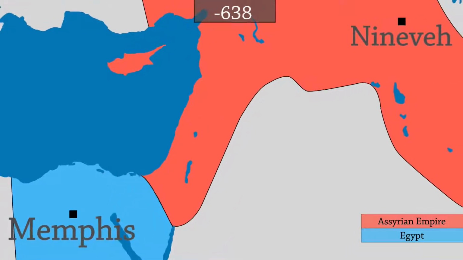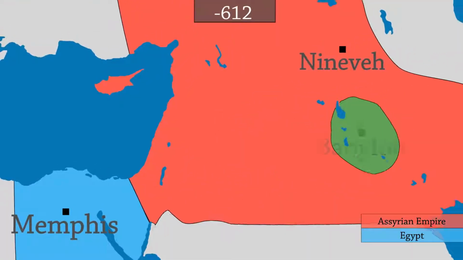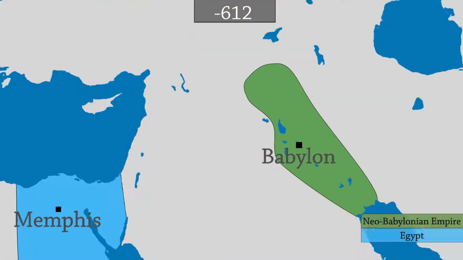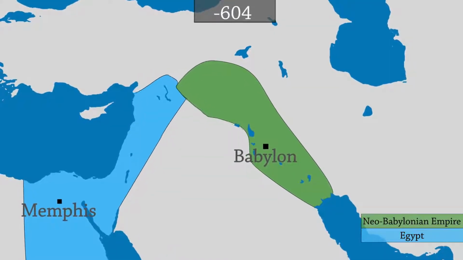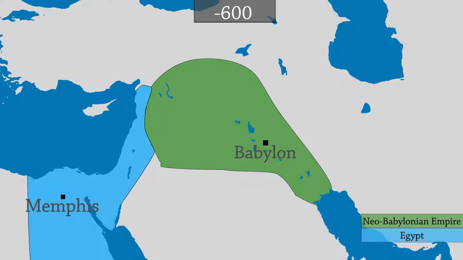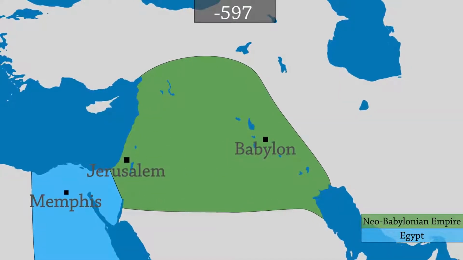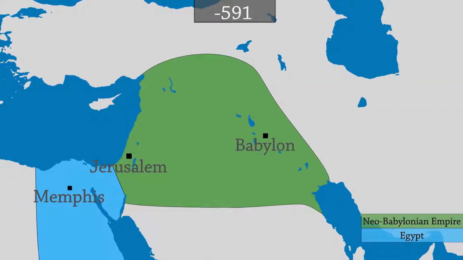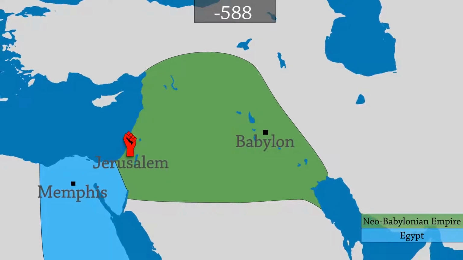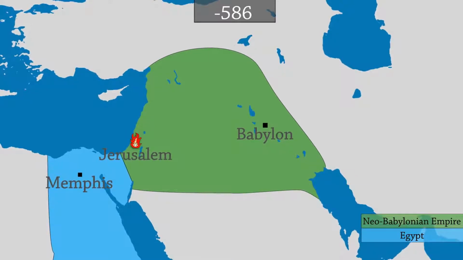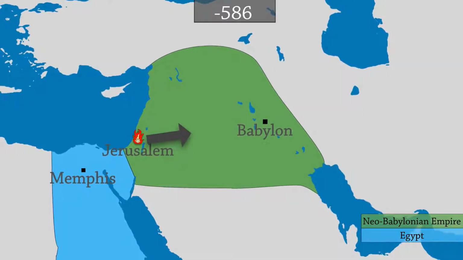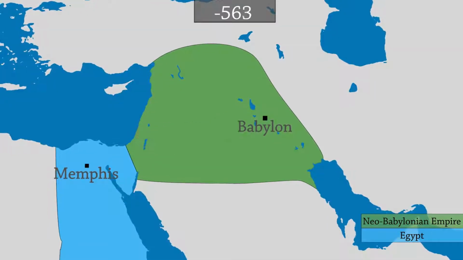The region then remains under their control for a century until the fall of Nineveh to the Babylonians. Egypt and Babylon would then compete for territories of the old empire, but the Babylonians quickly take over and project their power in the region. Jerusalem resists this new rule and rebels. The Babylonian army then returns to besiege and destroy the city. Much of the population is then moved to the capital.